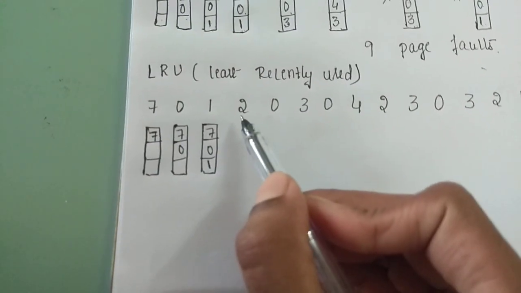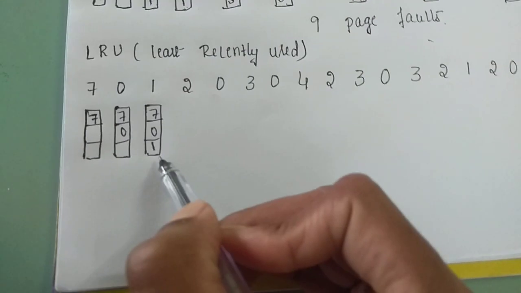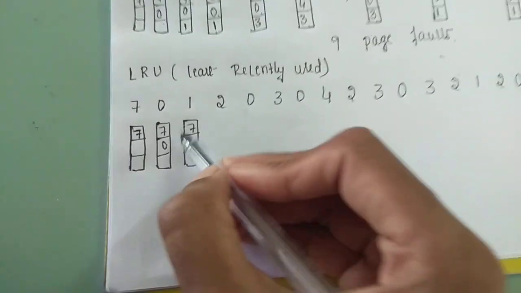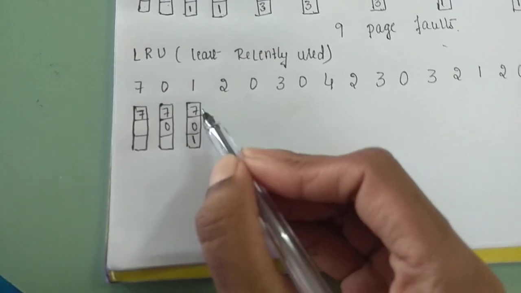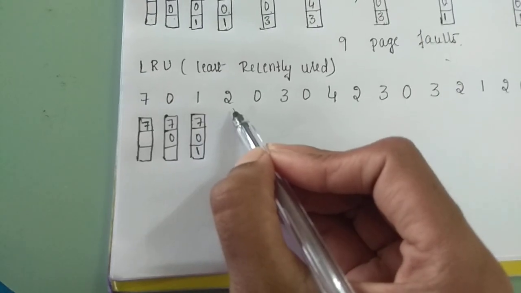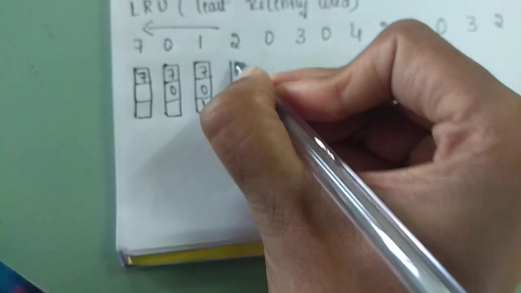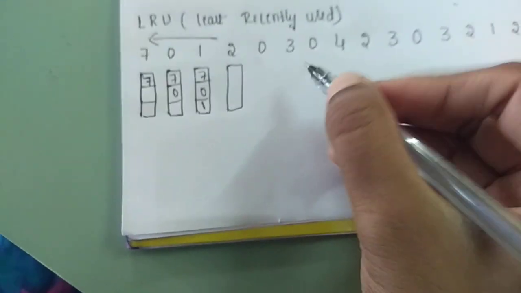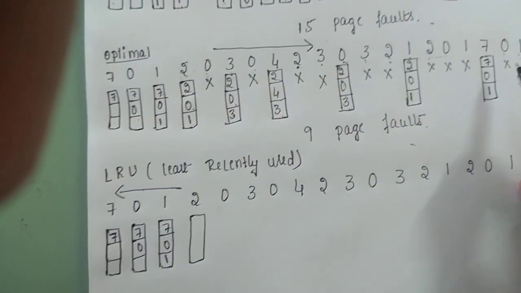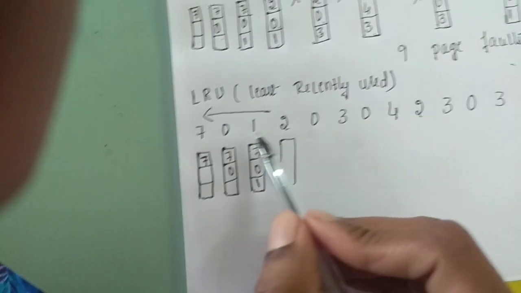So I need to insert 2, because 2 is not in the frame. Whom should I replace: 7, 0 or 1? You need to search in the left direction. I'm going to write a box under this one. In the optimal we searched in the right direction. Now I'm going to search in the left direction, that is the backward direction.